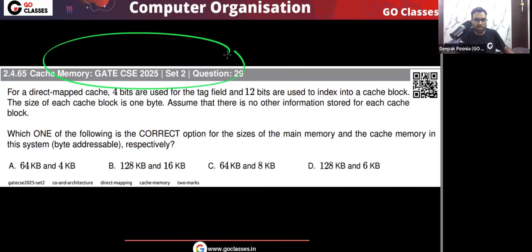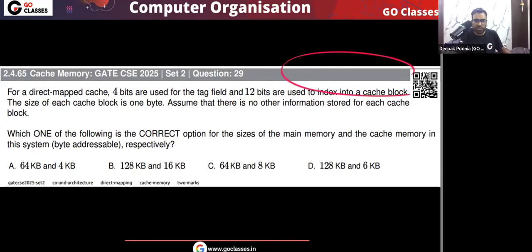Let's solve GATE 2025 question. For a direct mapped cache, 4 bits are used for tag field, 12 bits are used for index into cache block. Because remember, in a direct mapped cache, the index bits will basically tell you the line index. Yes or no? In the direct mapped cache, the index bits are the line index, or I can say they will tell you about the line number.